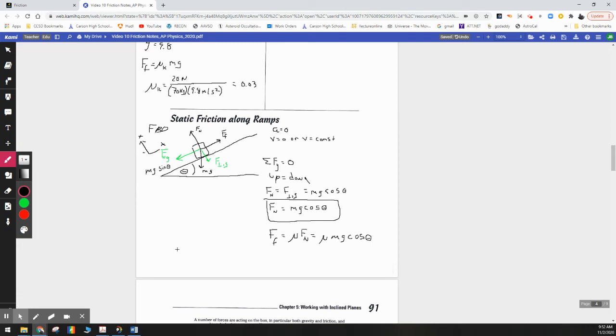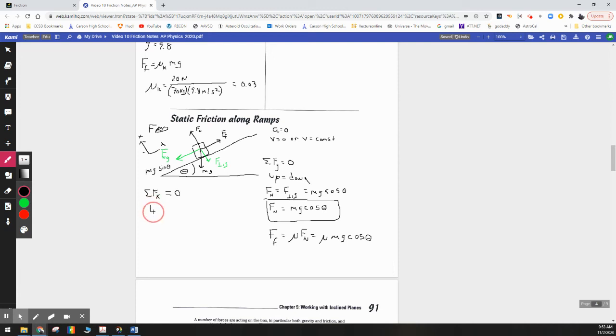All right, so this is our analysis of the y direction. Now let's take a look at the sum of the forces along the x direction. Okay, now as we said before, it's not moving, so it's at rest. So we can say the sum of the forces is equal to 0. Acceleration is 0, that means velocity is 0, or velocity is constant. So it's not moving. So the sum of the forces in the x direction equals 0.